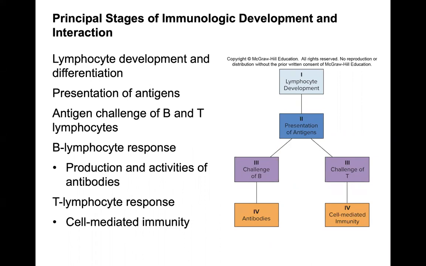Looking at the principal stages of immunological development and interaction, lymphocyte development and differentiation will be the first. Then we have the presentation of antigens. And then you have the antigen challenge of either the B or T lymphocytes. They're going to give different responses. The B lymphocyte response is going to produce antibodies, and essentially what you're getting at the end of the day with the B cell response is antibody production. The T lymphocyte response is going to be cell-mediated immunity, which will attack very specific cells.